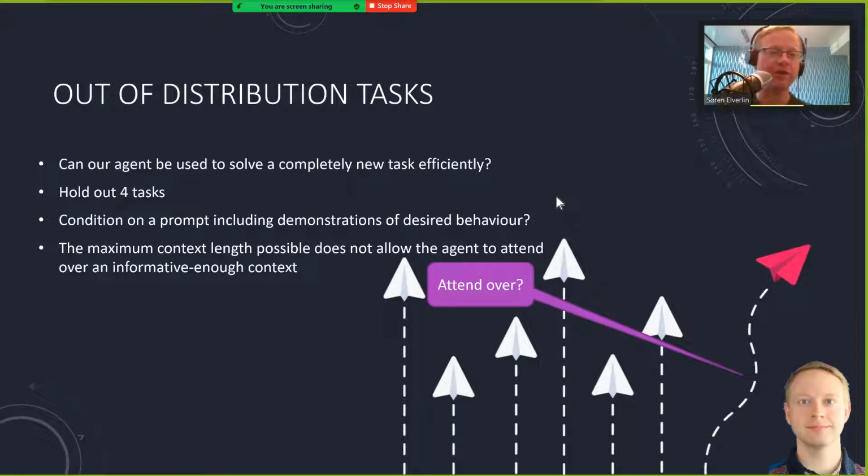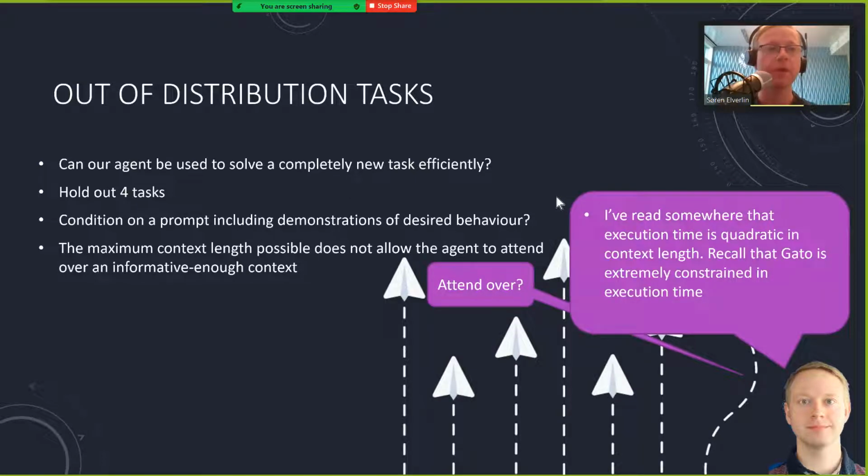They use the word attend over. I couldn't quite figure out what that precisely means. It probably means it doesn't have it in short-term attention or something like that. English is not my first language. I was a bit confused here about the context.